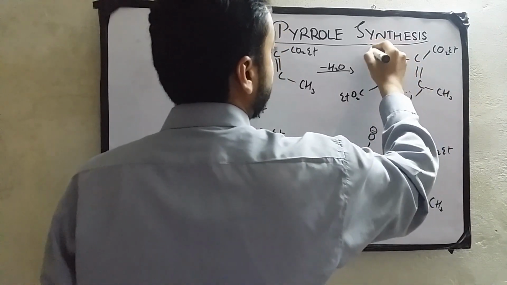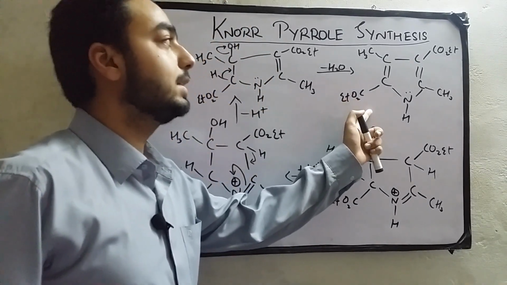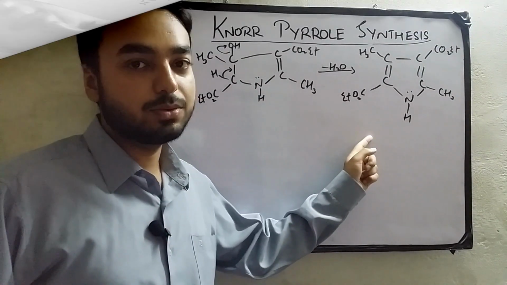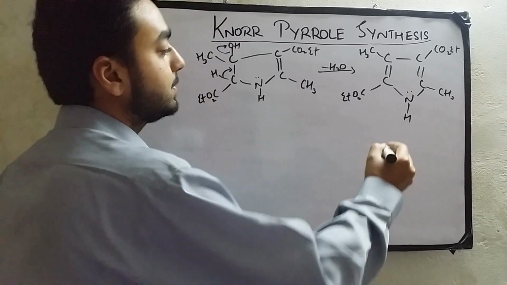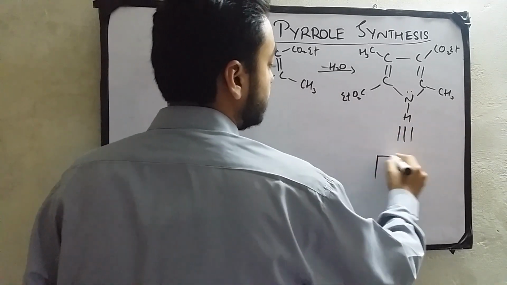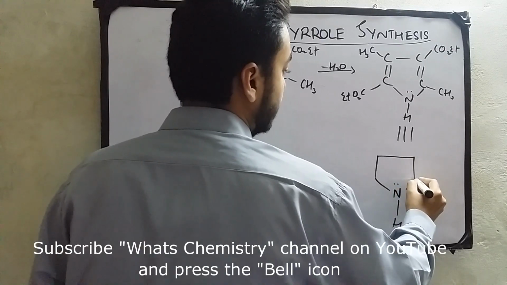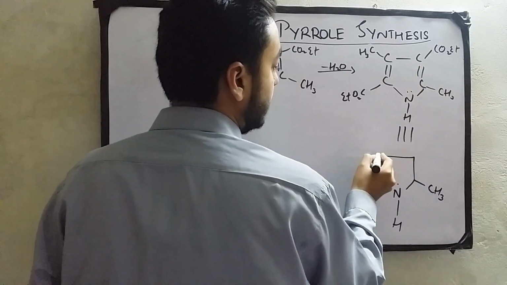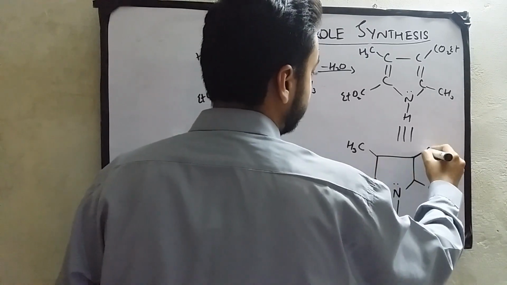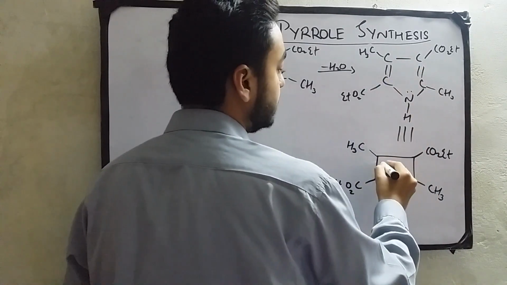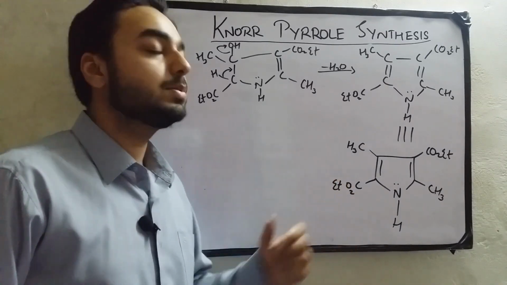Here's CH3, here's CH3. So friends, in this way our final product, which is substituted pyrrole, has been obtained by Knorr synthesis. So friends, you know that our final product has been obtained, and we can also write it in its standard form, which is here lone pair as it is, CH3, here CH3, here ester group, and here ester group, and two double bonds. So friends, you can see that in such a simple way we have formed our final product, which is substituted pyrrole.